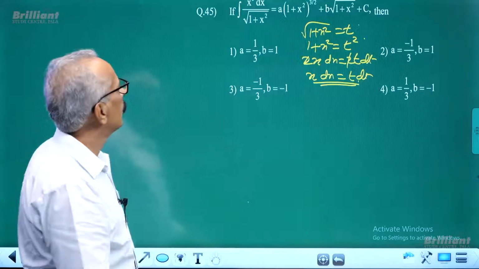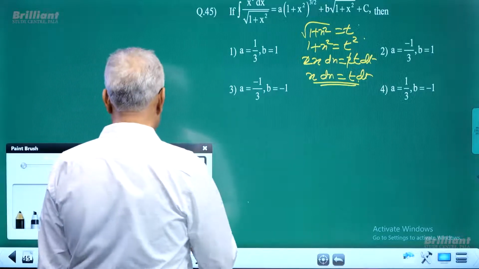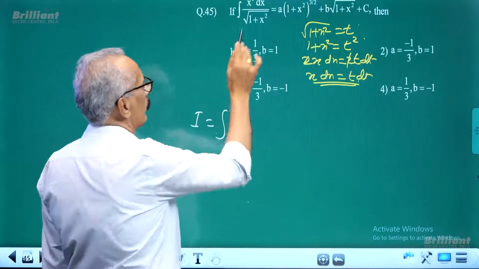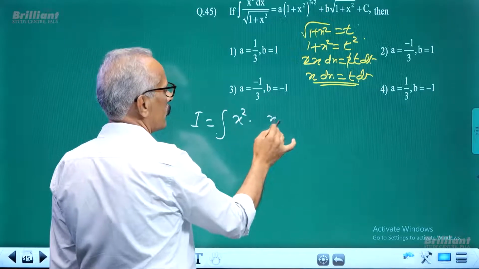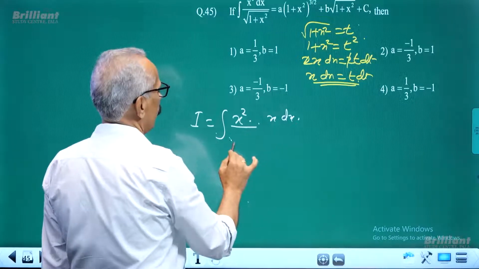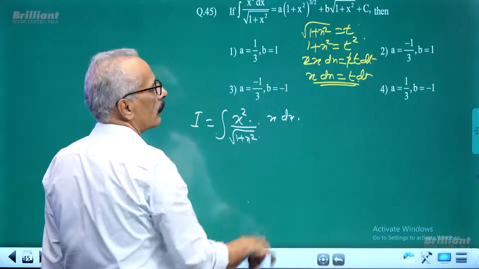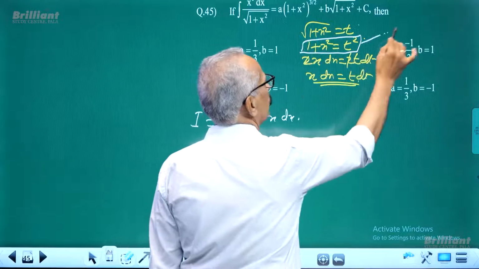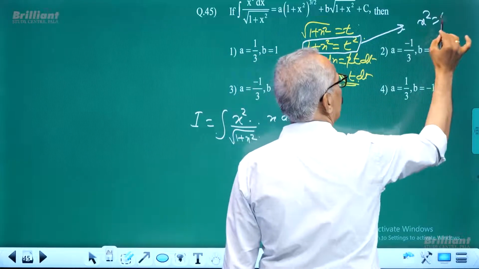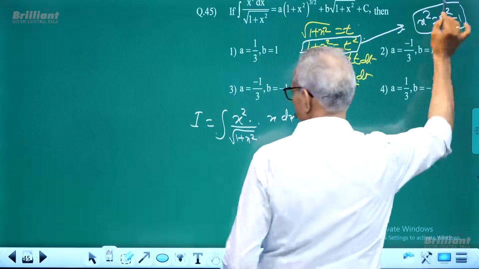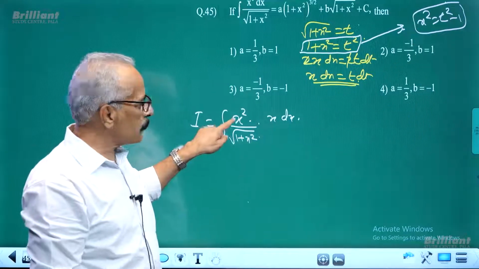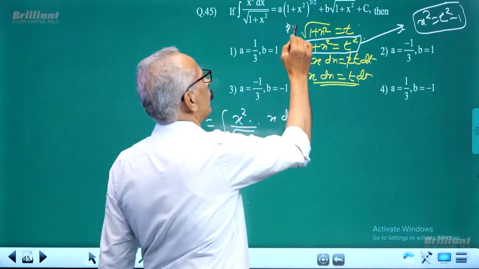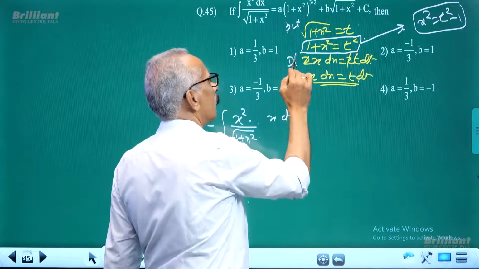That's the substitution. Now let's take the question. I is equal to the integral. I want x dx, so I write x square into x dx divided by root of 1 plus x square. Now 1 plus x square is t square. From this you can find x square. x square is t square minus 1. So x square is expressed in terms of t. Root of 1 plus x square we have already substituted.